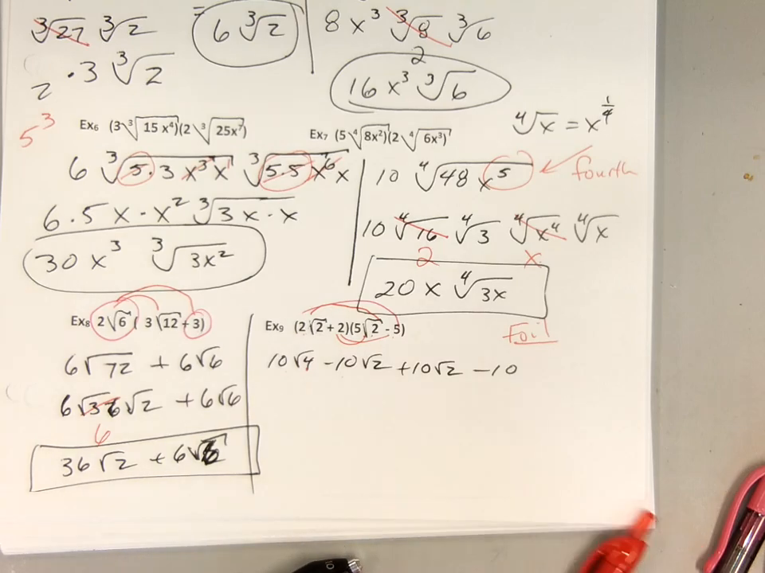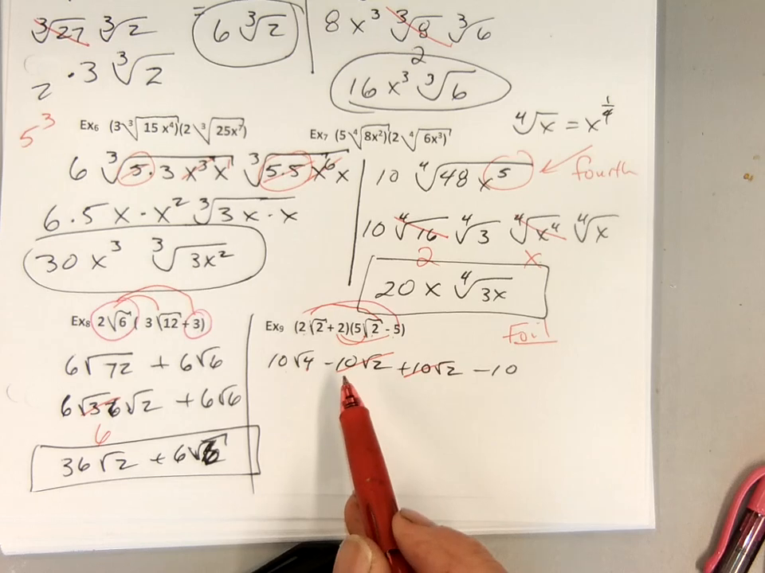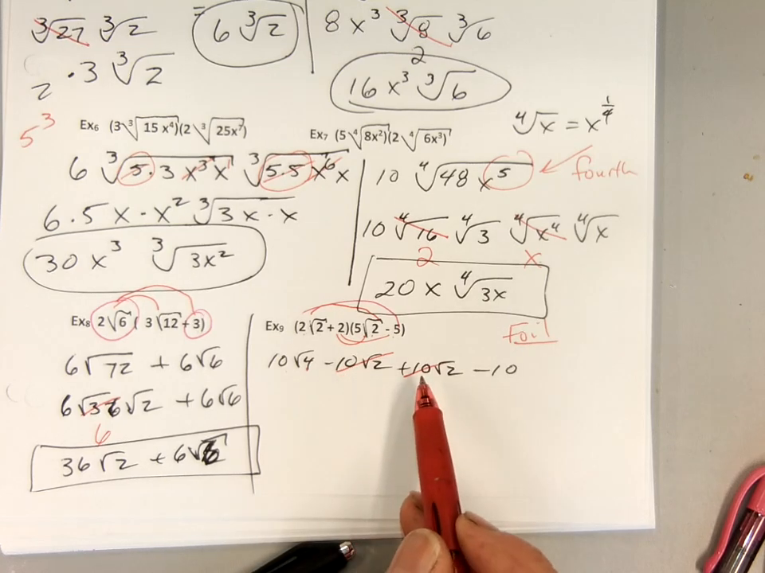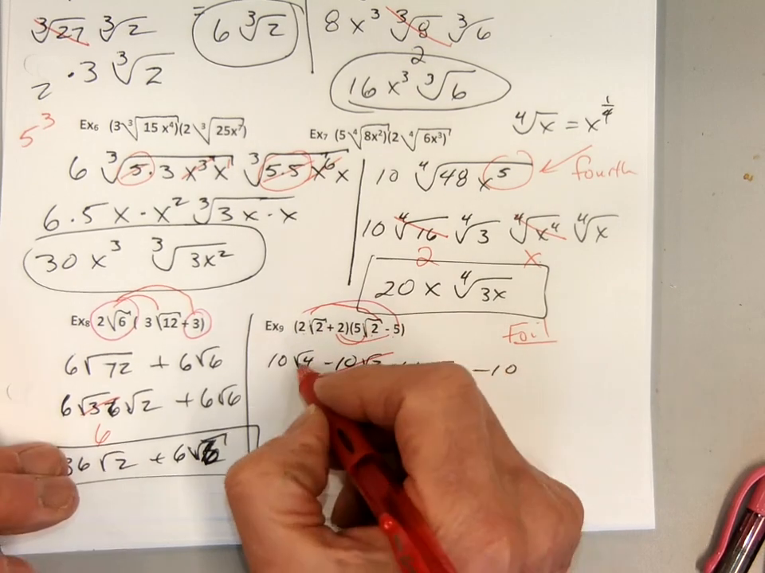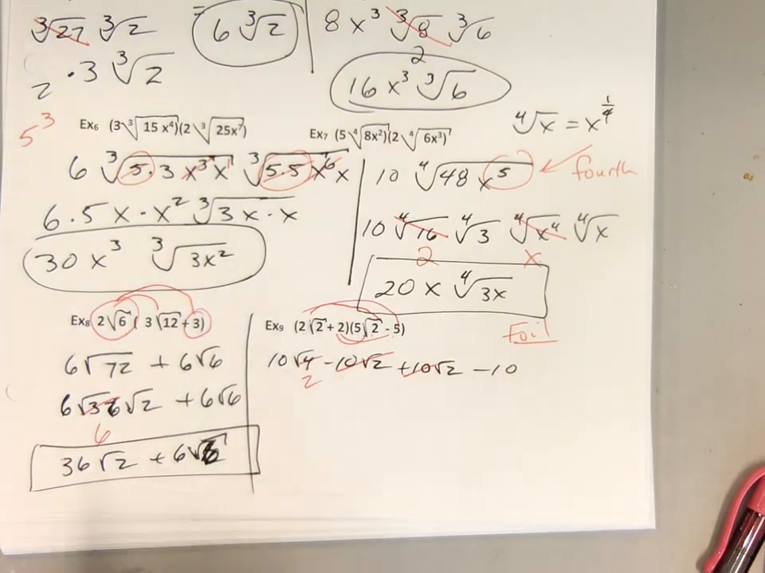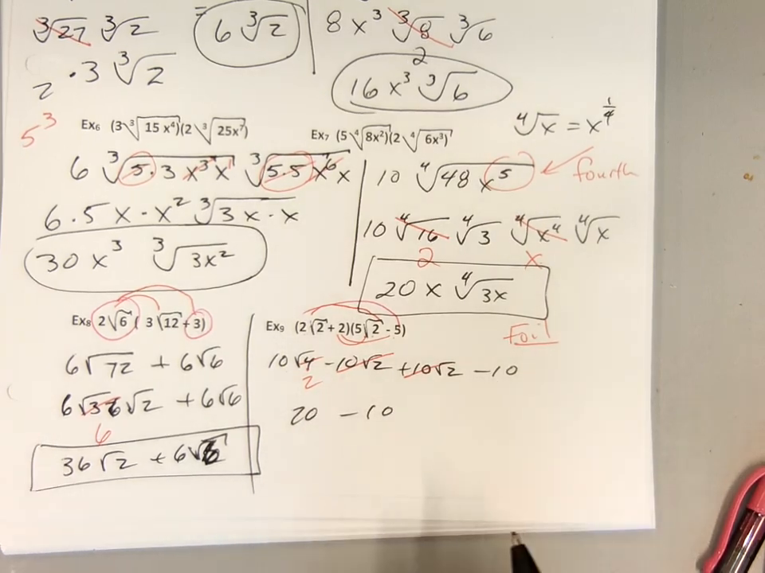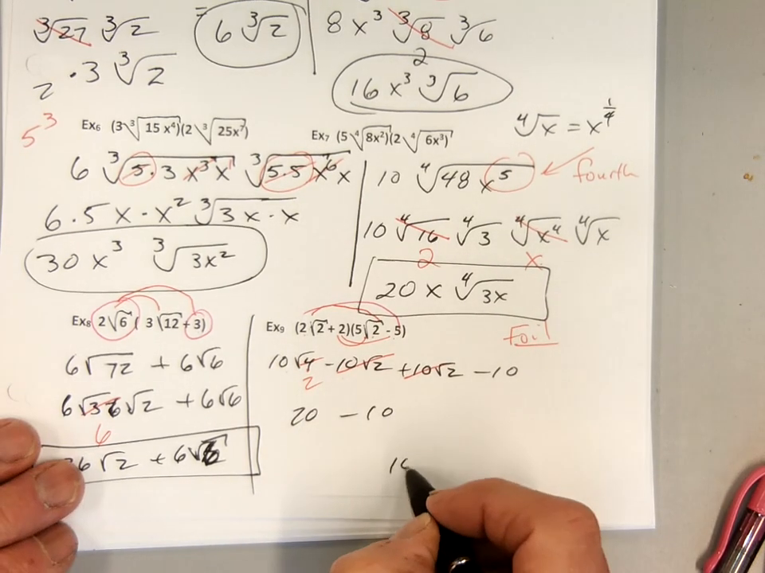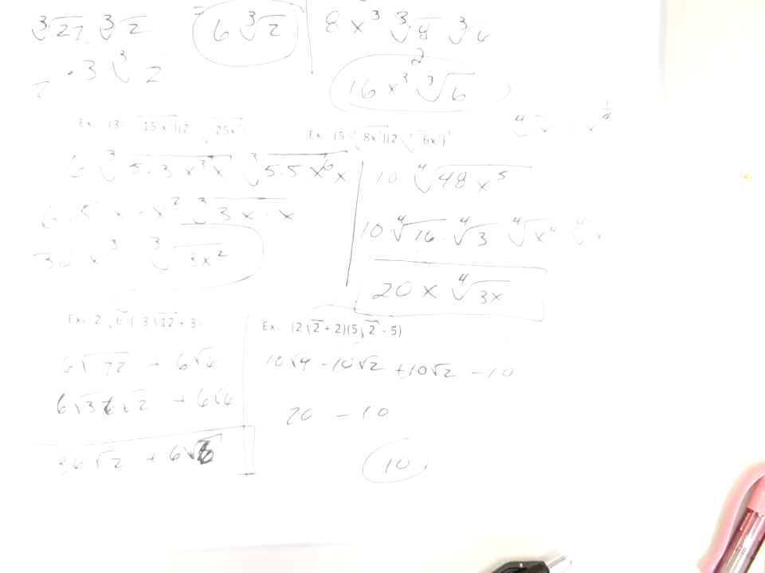Okay, now, Thatcher said these two middle roots cancel. You guys agree with that? Negative 10 square root of 2, positive 10 square root of 2, right? Square root of 4 is 2. 10 times 2 is 20. That's minus 10. These are both whole numbers. 20 minus 10 is 10. Okay. That doesn't always work out that way, but in this case, it did.